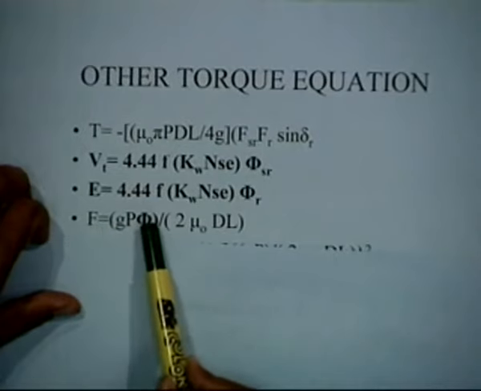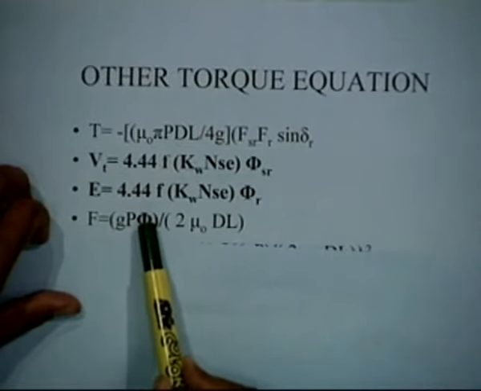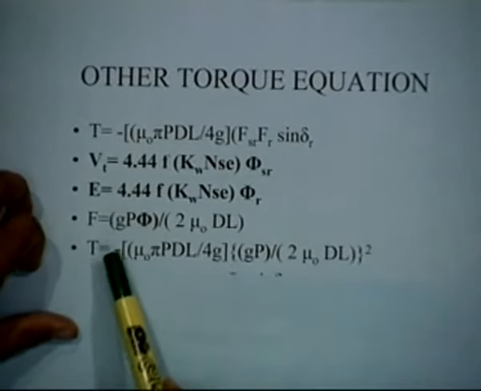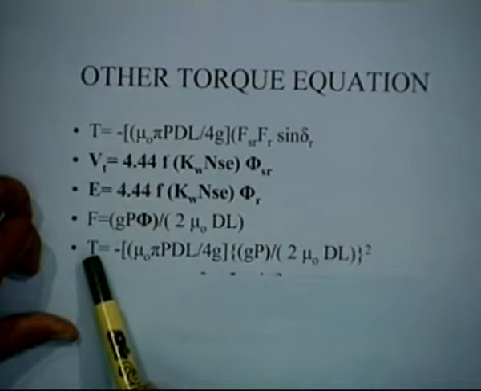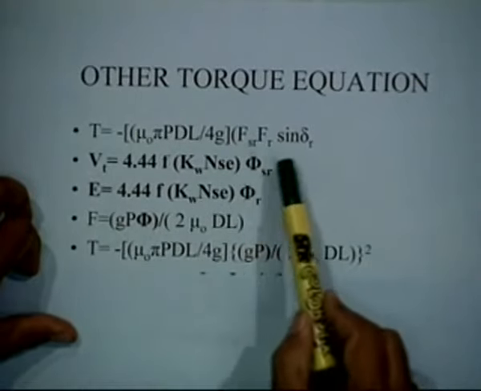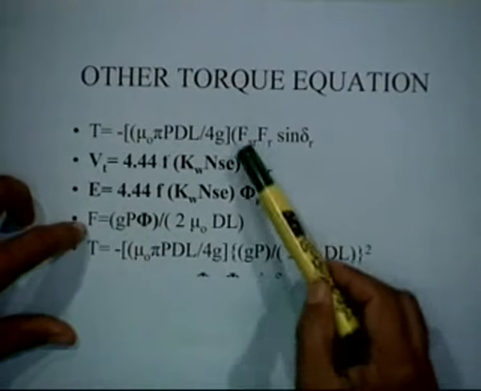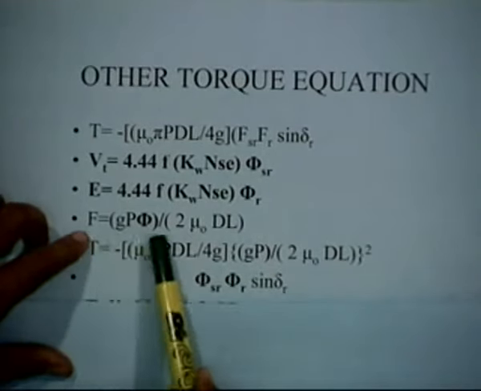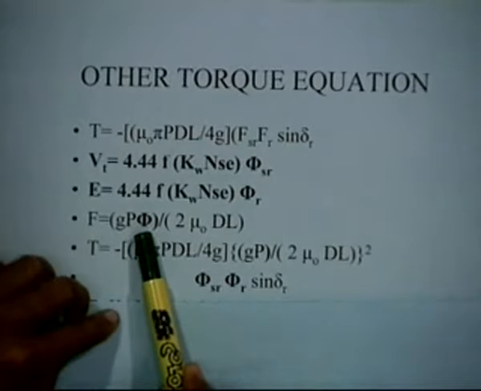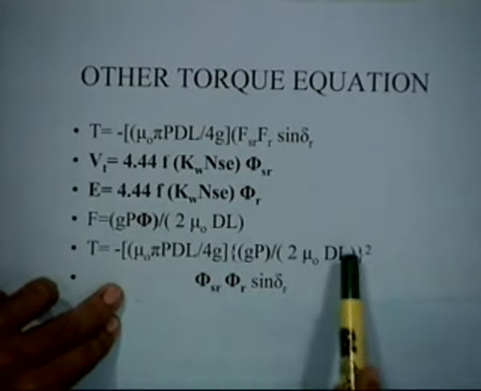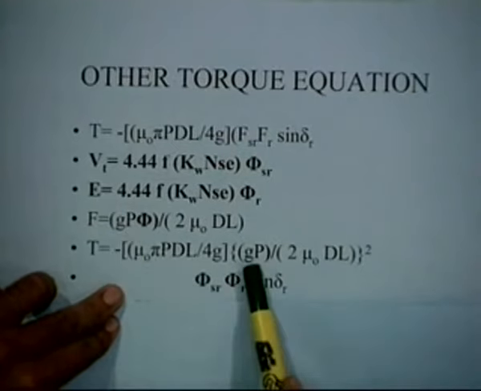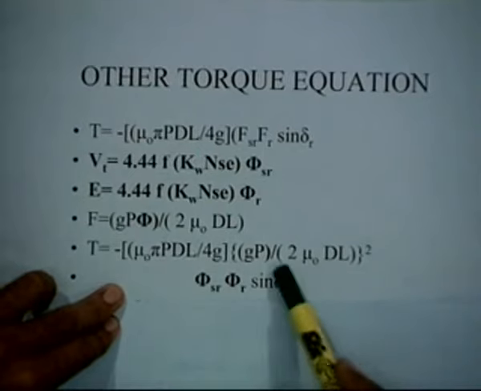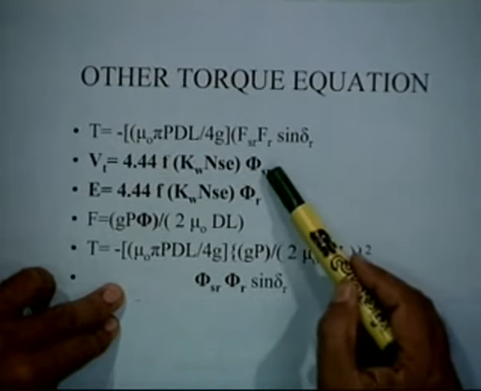The MMF is related to flux per pole. When I say phi, please note it is always flux per pole. And if you substitute this, you have a big expression for torque which is this constant, and you substitute for FSFR. F is proportional to phi. Therefore, I get these constants, that means Gp by 2 mu naught dl, that whole squared, because you have both Fs and FSR.